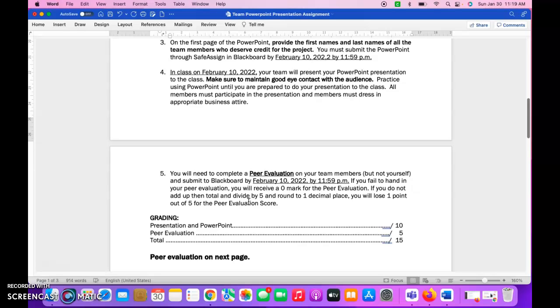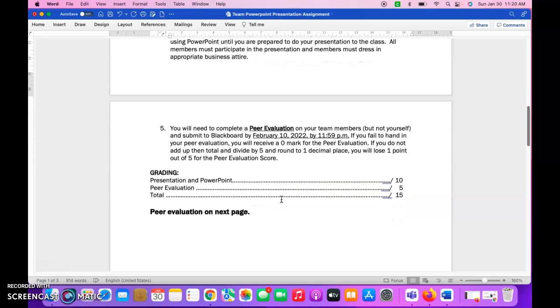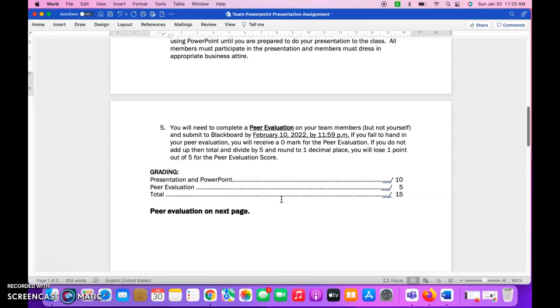of your grade. If you do not add up the total and divide by 5 and round to a decimal place, you will also lose 1 point out of 5 for the peer evaluation score. So this is very important. Again, following instructions. So in terms of the breakdown of your grades, the presentation and the PowerPoint will be 10 points. Your peer evaluation will be 5, which brings your total amount of marks available to 15.